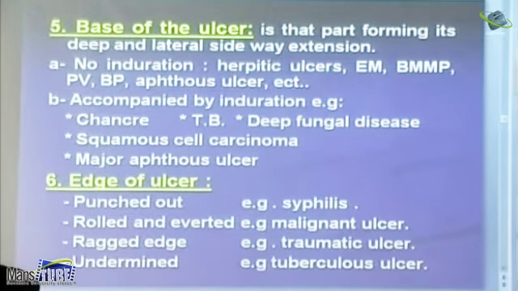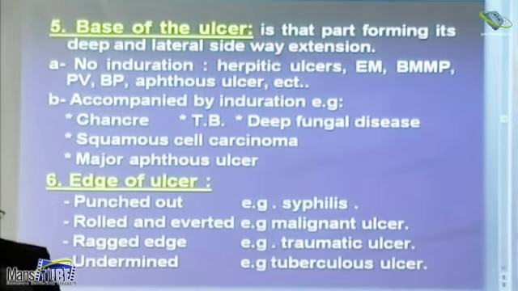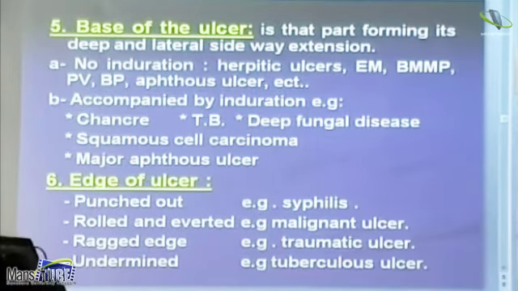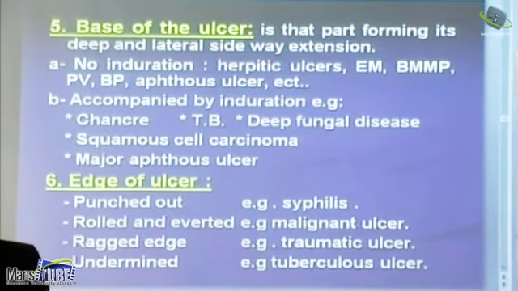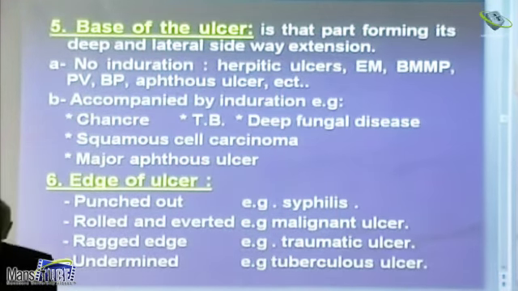What is the edge of the ulcer? How does it look? Is it undermined, like a TB ulcer, where you can raise the edge with a blunt probe? Or punched out, like syphilis, as if cut from cheese? Or rolled and elevated, like malignancy? Ragged edge is traumatic, because a sharp cusp keeps scratching all the time, so you find a ragged outline. Undermined is like TB. All of these are things you have to take and stress upon, because these are helpful points.